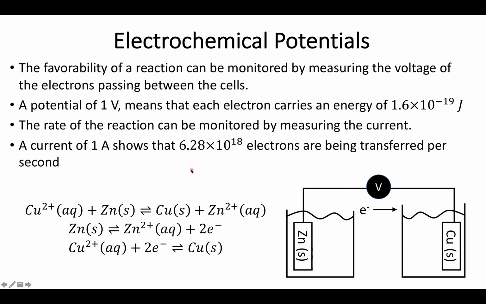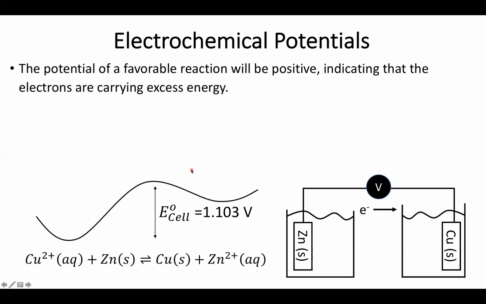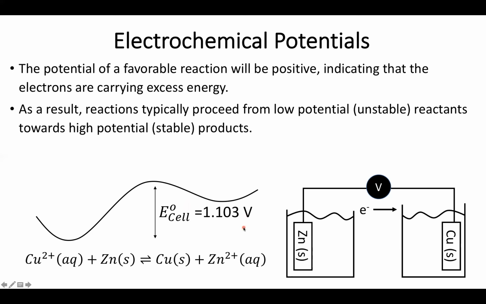First thing to make note of is the sign convention. Unlike when we were looking at free energies, a favorable reaction has a positive voltage, meaning that those electrons are carrying excess energy. So unlike what we've seen before, in electrochemical systems, reactions tend to go from low potential, unstable reactants towards high potential, very stable products, because high potential means that the electrons have a lot of energy, and those electrons can give off all that excess energy as they travel from one side to the other.